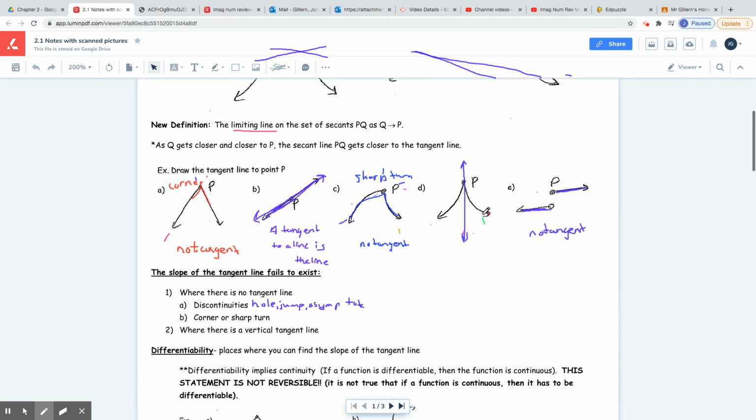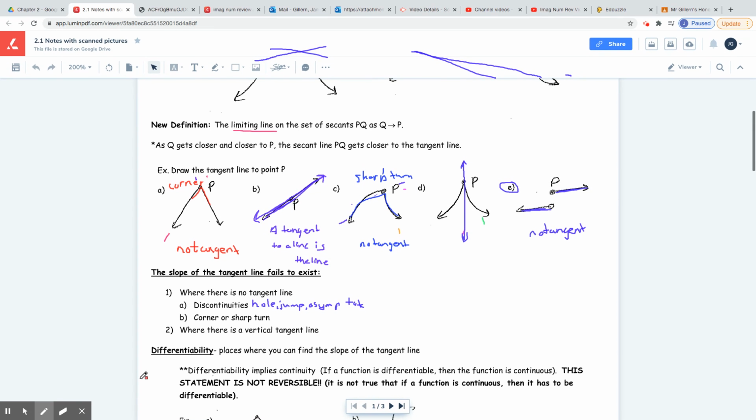All right, you saw in example E here that this was a jump and there was no tangent line. All right, also at any corner, like example A, or sharp turn like C. All right, also there will be no slope of a tangent line when there is a vertical tangent like D, because the slope of a vertical line is undefined. All right, so the slope of the tangent line fails to exist either at a hole, jump, asymptote, a corner, a sharp turn, or a vertical tangent line.